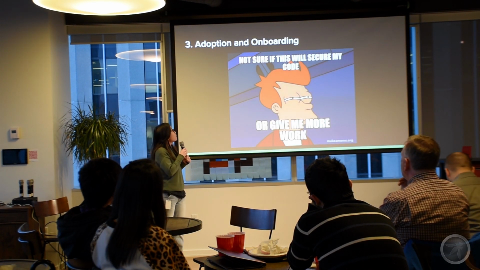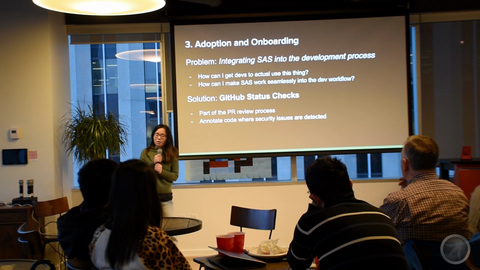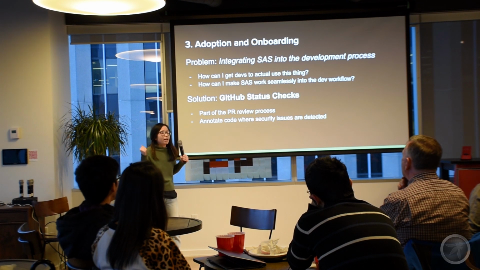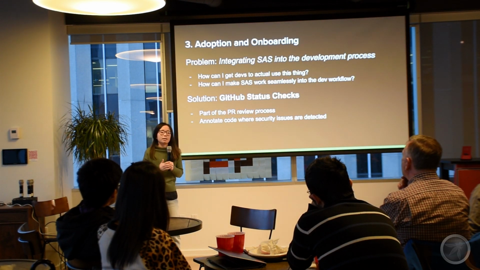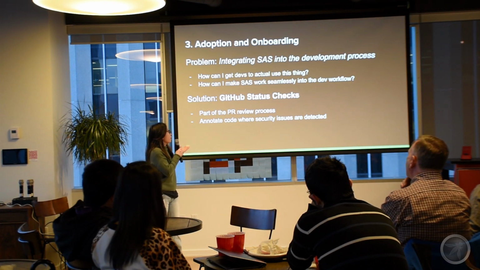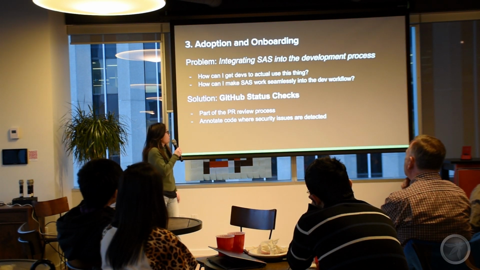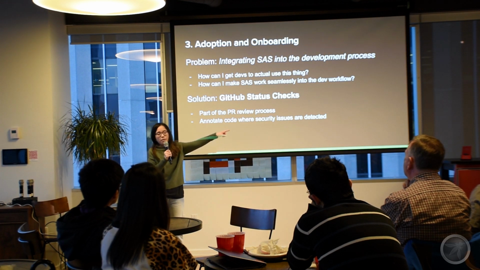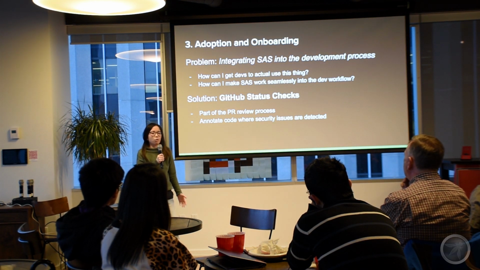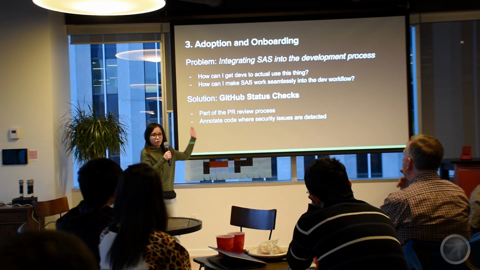Next up was onboarding teams to actually use the tool. The problem was, how can I get SAST into the development process? How can I get devs to actually use it and have it seamlessly integrated in the dev workflow? So I figured, hey, why don't I shove this into the PR process, the pull request process. I utilized GitHub status checks, and their API is great. You can use that API to import results of any test, and then it'll show up on the GitHub PR, right there as you review the PR. I'll show examples of that.